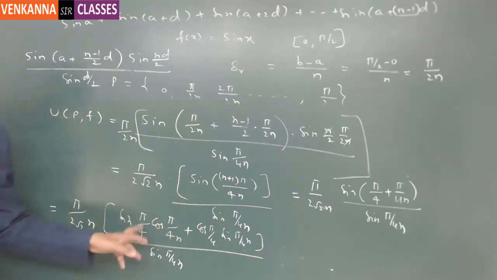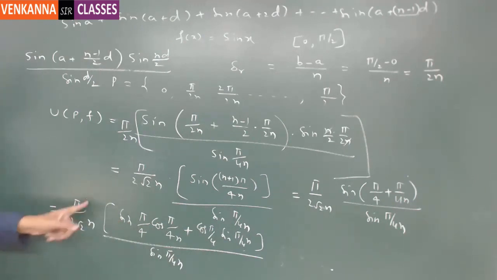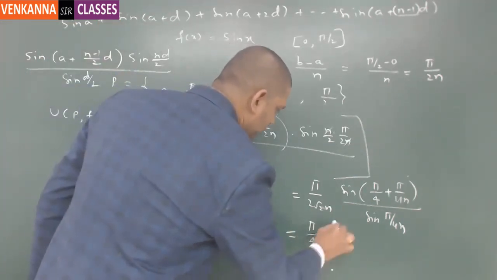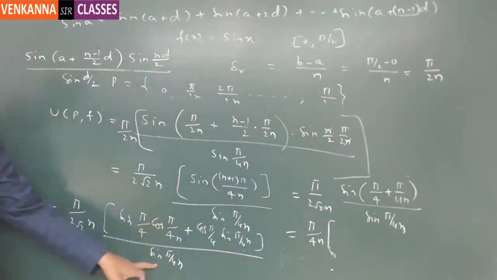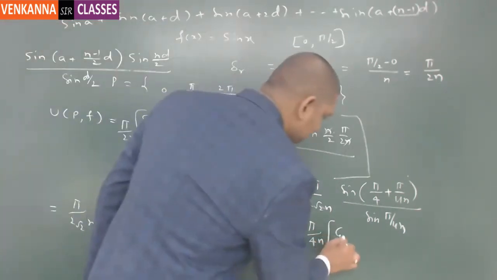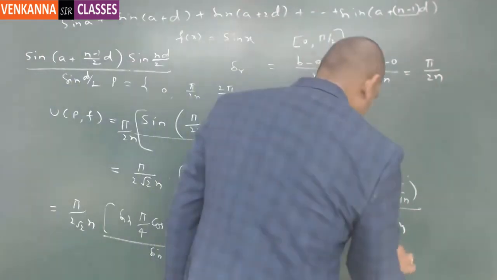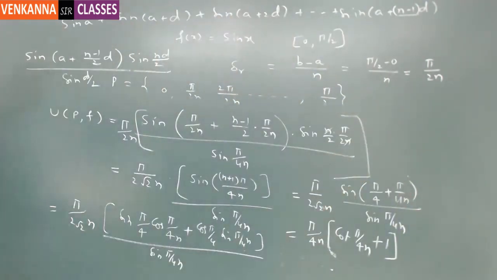Now what happens? Either sin pi by 4 or cos pi by 4 is nothing but 1 by root 2. Taking this value here, it will be pi by 4n, the front side. And for the rest of the part, it will be pi by 4n into, cos by sin is nothing but cot pi by 4n, plus sin pi by 4n by sin pi by 4n, nothing but 1. So this is the value of UPF, and now you are going to apply limit n tends to infinity for this one.